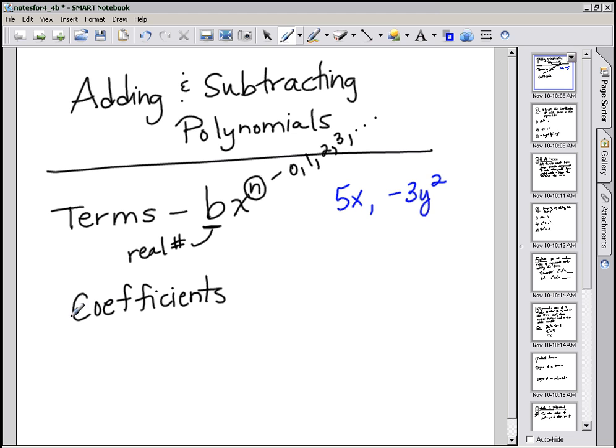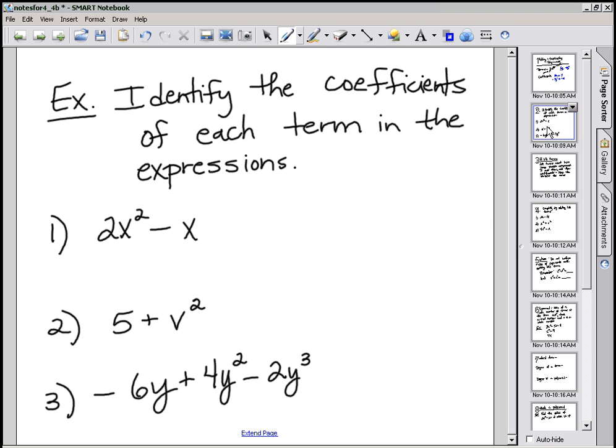The term coefficient refers to that real number multiplier. So in this expression 5x, the coefficient of that is 5. In negative 3y squared, the coefficient of that is negative 3. So let's do some exercises where we identify the coefficients of each term in the expression. And the other thing I want you to do is pay attention to how many terms are there.